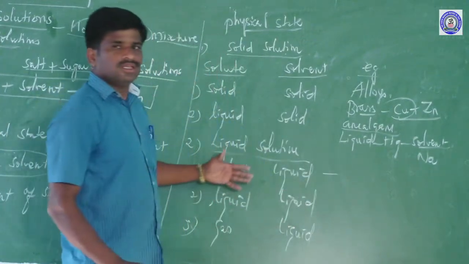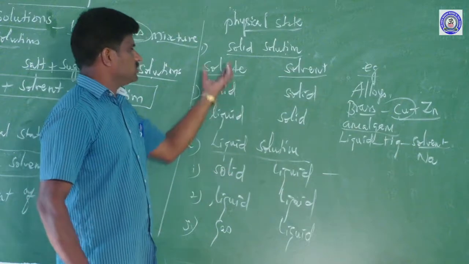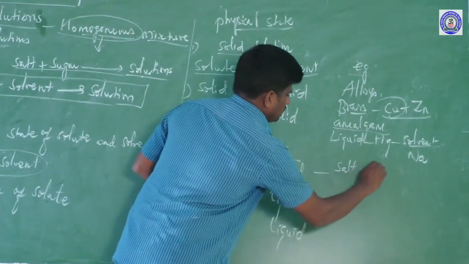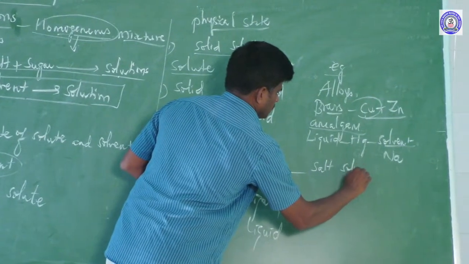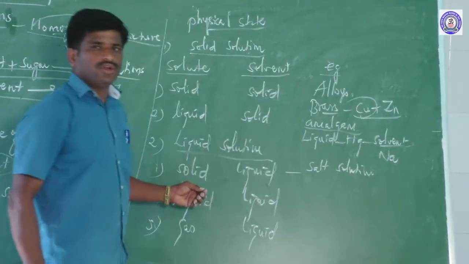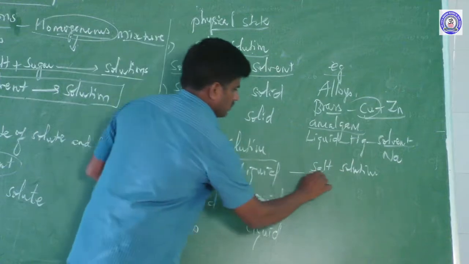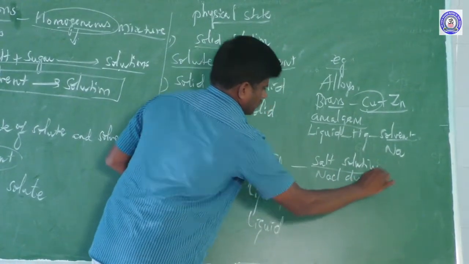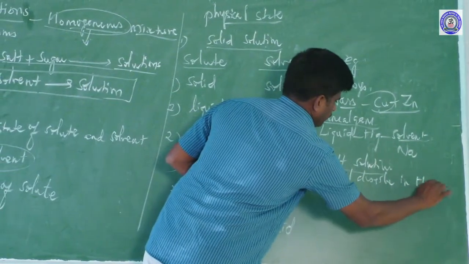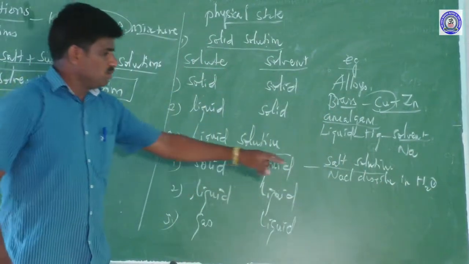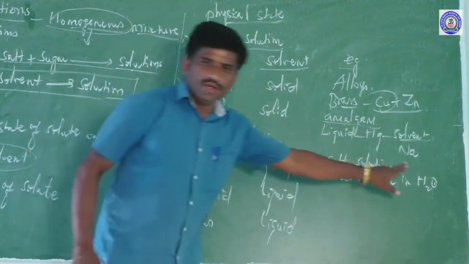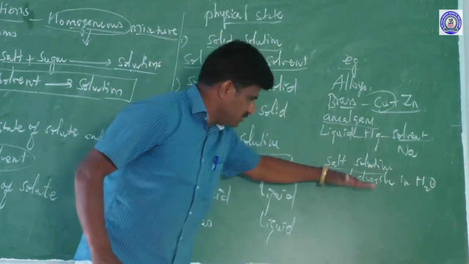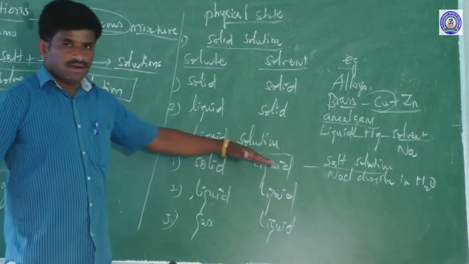Solid in liquid. Generally, we know this has a solid solute and a liquid solvent. The best example is salt solution, that is sodium chloride solution. Here, sodium chloride dissolves in water. Sodium chloride acts as the solute, and water acts as the solvent. Sodium chloride dissolves in water. It is the best example for solid in liquid.